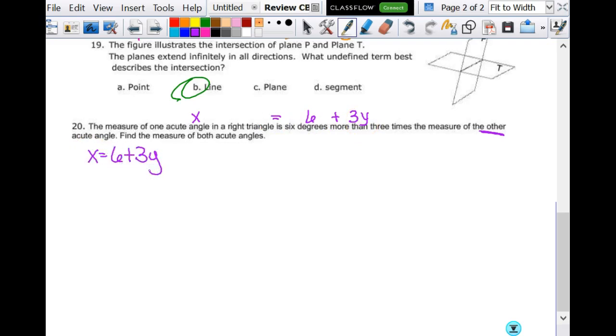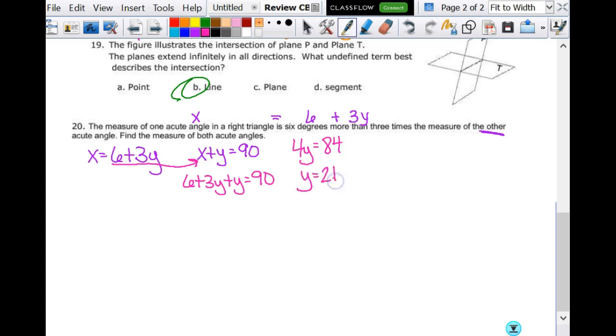And I say my first equation because I got two variables, so I'm going to have two equations. These are acute angles in a right triangle, which I know are complementary, so x plus y has to equal 90. So I have a system, two equations, two variables. This is already solved for x, so there's no reason to force it down the elimination route. I totally use substitution here, so I'm going to take that, plug that in for x. So 6 plus 3y plus y equals 90. So that means that 4y is equal to 84. So y is equal to 21.